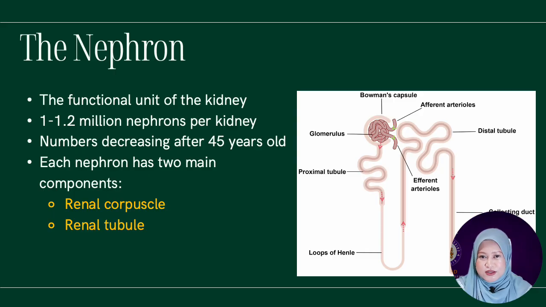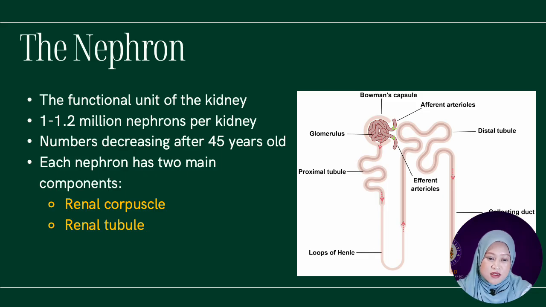Okay, now we zoom into the functional unit of the kidney, which is the nephron. So each kidney contains about 1 to 1.2 million nephrons. But this number is highest in early adulthood and gradually decreases with age, especially after around 40 to 45 years old. So as nephron number declines, the overall functional reserve of the kidney also decreases. So that is one reason kidney function tends to decline gradually with aging, even in otherwise healthy individuals.